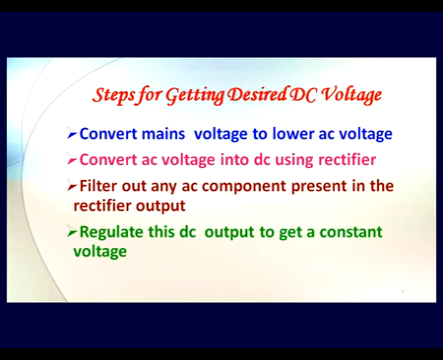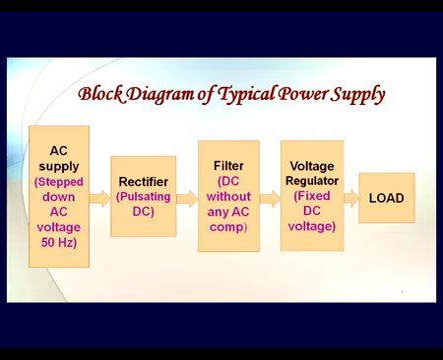That filter will remove the AC component from our rectified output, and the output of the filter, which is completely rid of the AC component, can be used to derive a DC voltage of our requirement through a constant voltage regulator circuit. A block diagram of a typical power supply is shown here, where the AC supply is stepped down using a transformer, then a pulsating DC is generated by a rectifier. Only the DC component is required, which is given by a filter circuit that removes all the AC components and gives us a DC.